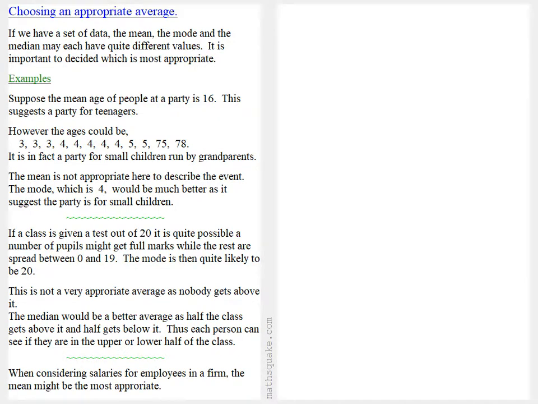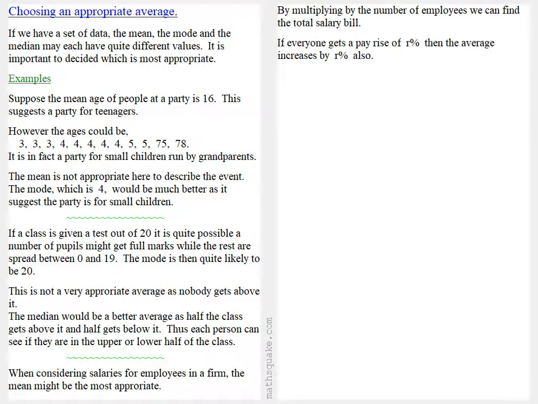When considering salaries for employees in a firm, the mean might be the most appropriate average. By multiplying the mean by the number of employees, we can find the total salary bill. Also, if everyone gets a pay rise of R%, then the average increases by R% also.